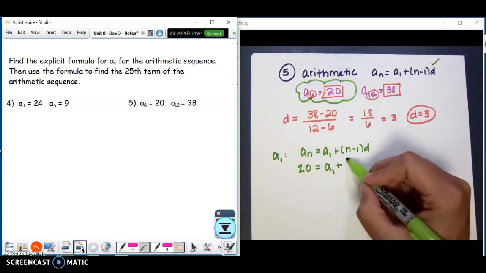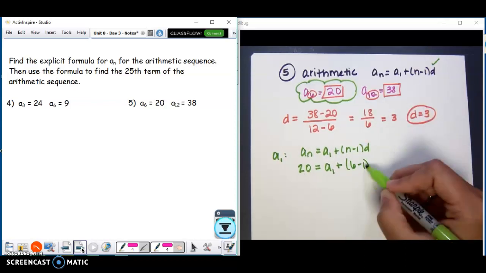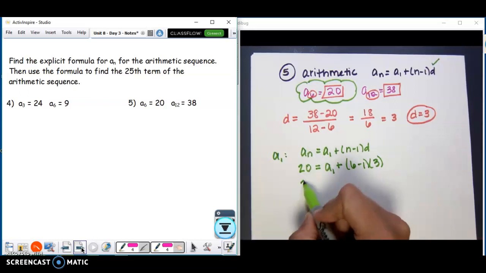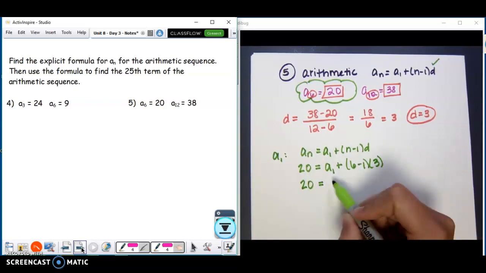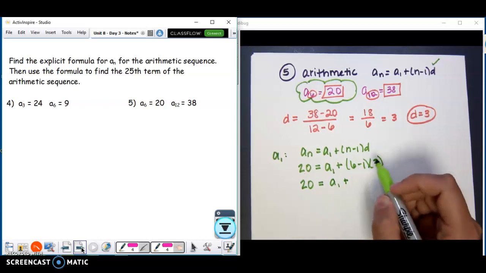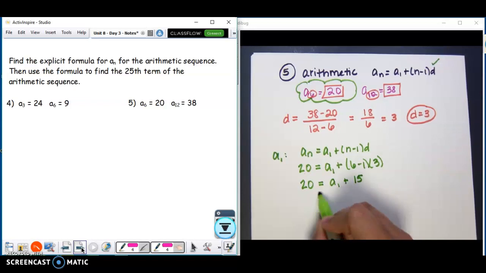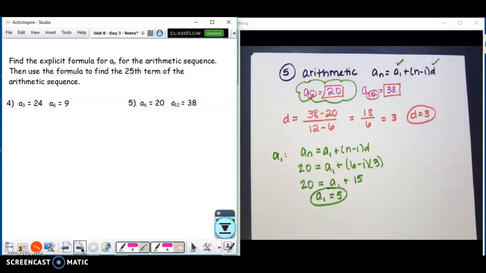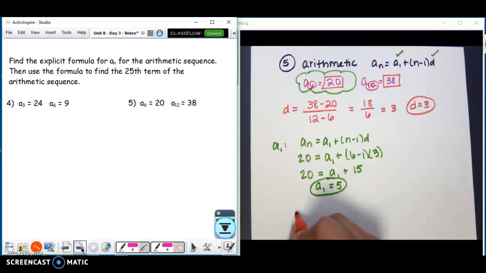Because we did a sub 6, we want to put 6 for n. And we just figured out our common difference was 3. So we're going to have 20 equals a sub 1 plus, this will be 5 times 3, so 15. If we subtract 15 over, our a sub 1 is going to be 5. So now we have the common difference and we have our a sub 1. So we are ready to write our explicit formula.